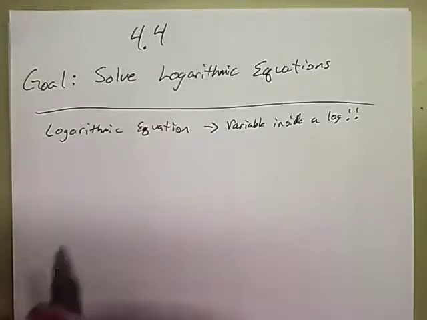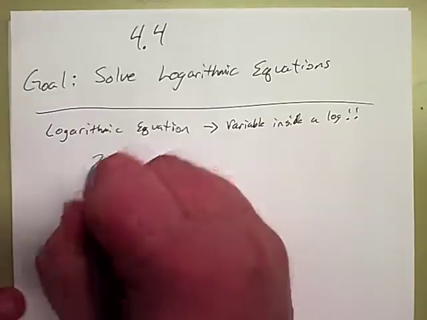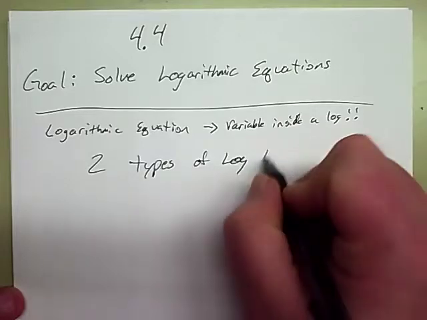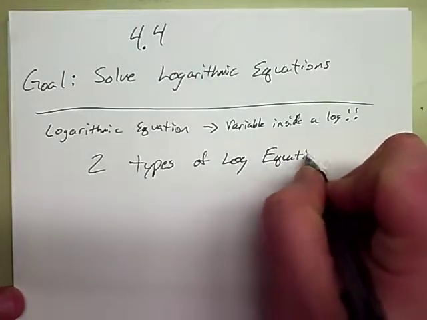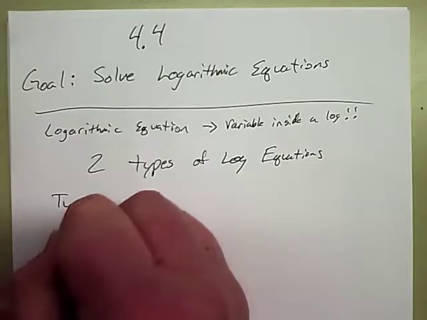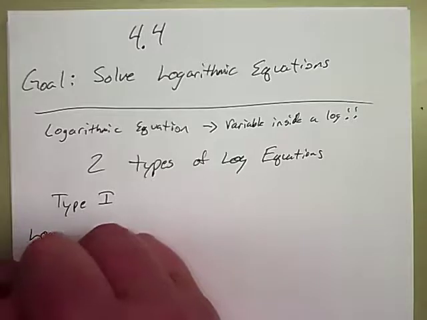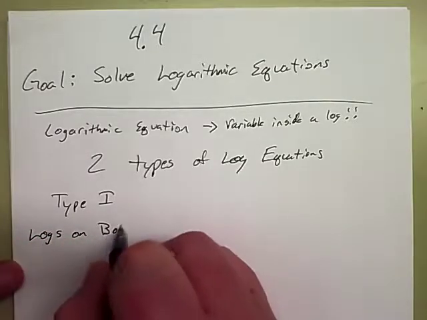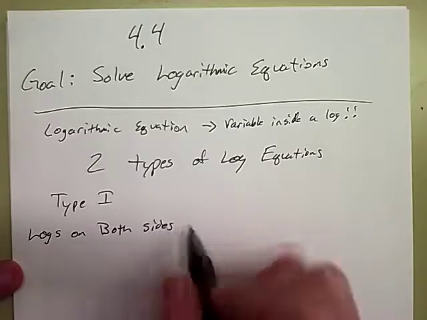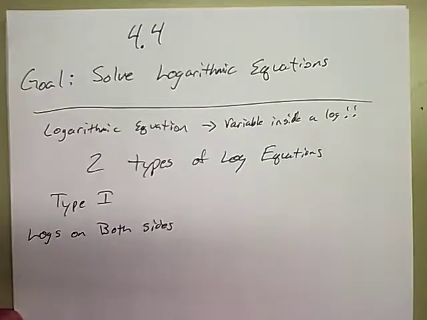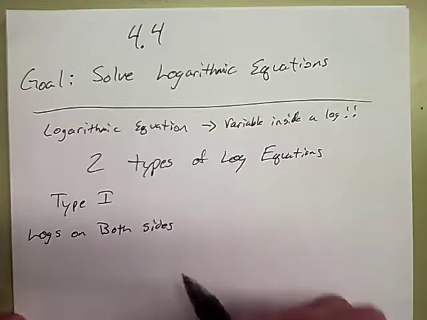All right. Now, there are two types of log equations. So we have type 1, and type 1 is where you're going to have logs on both sides. It's important that we make that distinction, okay? We're going to solve these completely differently. So when you see a logarithm on both sides, you're going to solve it differently than whenever you just see a logarithm on one side.